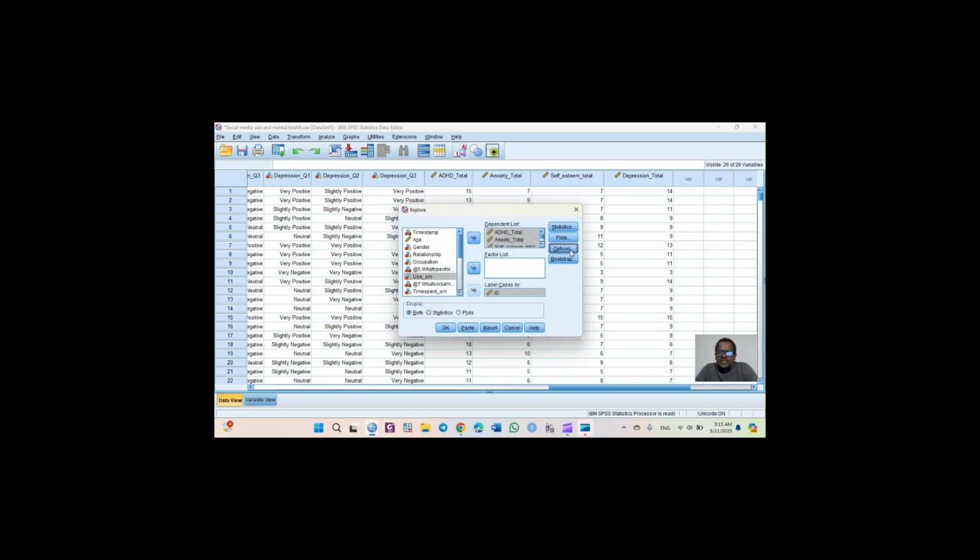And in the Options, I will keep exclude cases listwise. I don't want to check Bootstrap. In the Display option, I want to see both statistics as well as plots, so I'll keep it as Both. Then click OK. That's running. Okay. Now here it is.